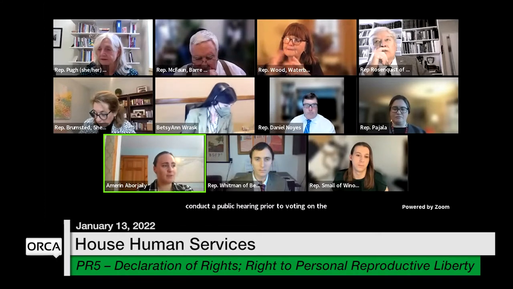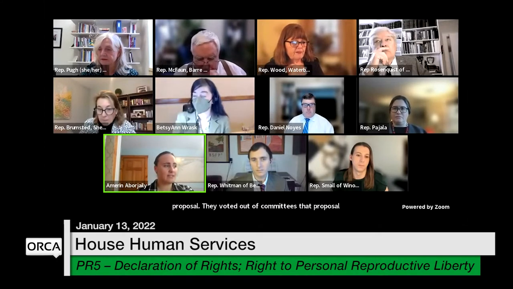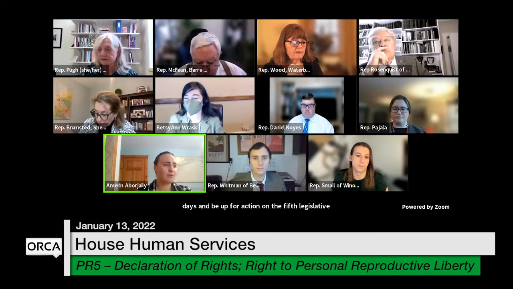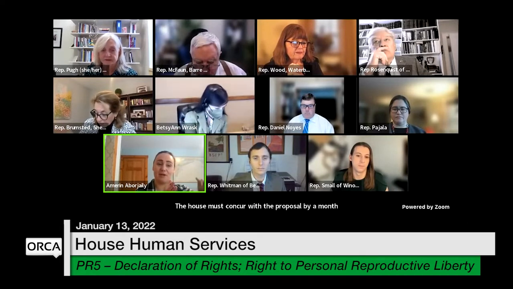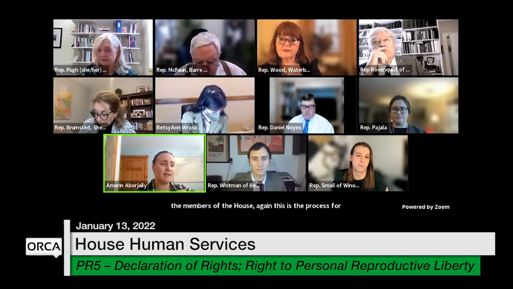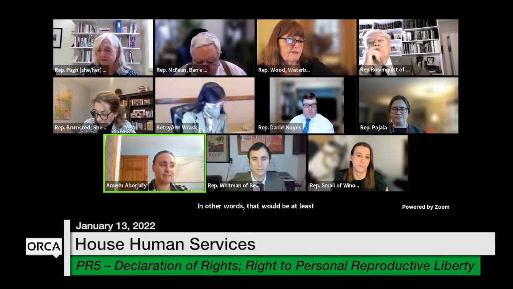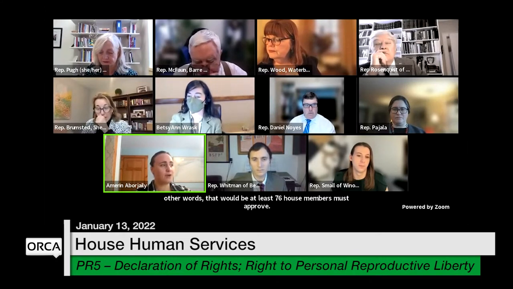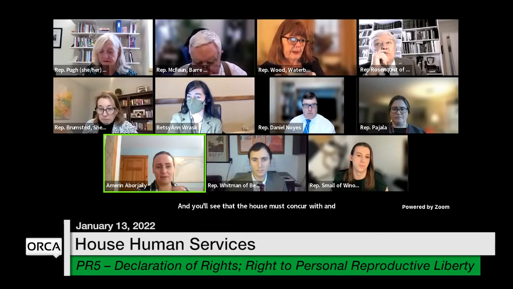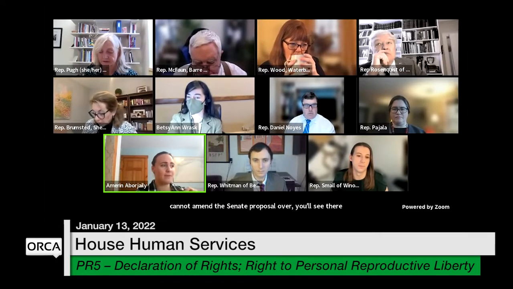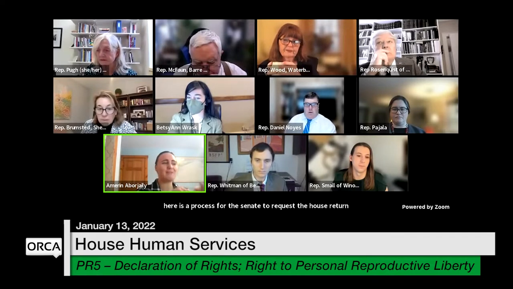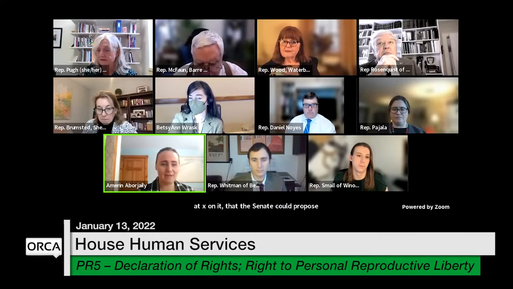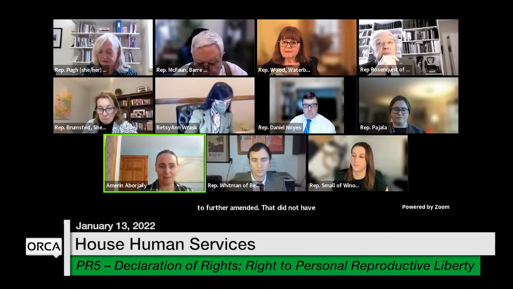If voted out of committee, the proposal will appear on the notice calendar for 4 legislative days and be up for action on the 5th legislative day. The House must concur with the proposal by a majority of the members of the House. Again, this is the process for that first biennium. In other words, that would be at least 76 House members must approve. And you'll see that the House must concur with and cannot amend the Senate proposal. However, you'll see there is a process for the Senate to request the House return a proposal before the House acts on it, so that the Senate could propose to further amend it. That did not happen in this instance during the first biennium.